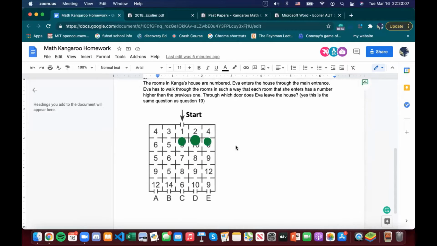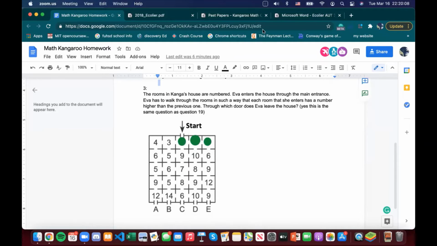So which door does it? Okay, let's move these back to normal. And let's draw. We go to 6. What's the lowest higher number? We have 9 and 10. We obviously go to 9.